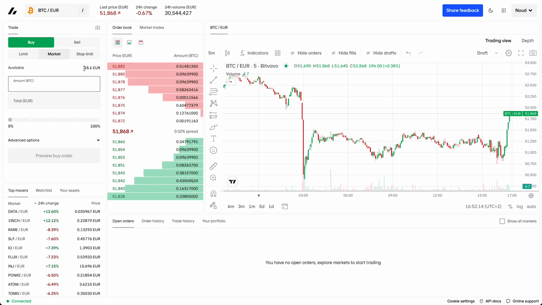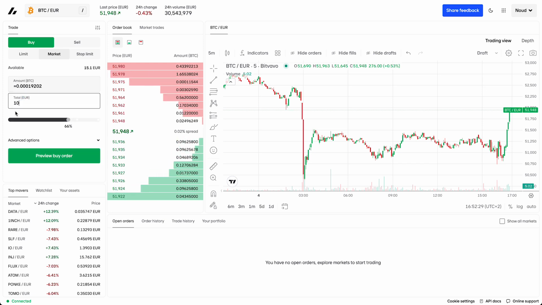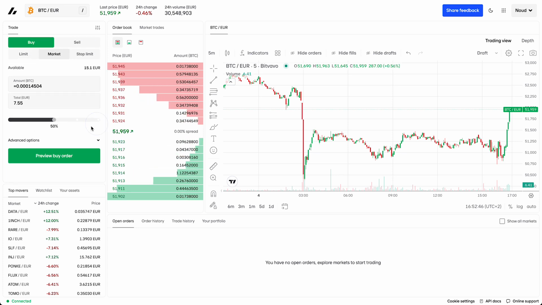Again, we have 15 euros on our account, and we can either select that we want to buy 1 Bitcoin, which we don't have enough balance for, sadly. But what we can also do is just fill in this right here, for example, 10 euros. All right, and that is it. We can also change this slider to our full balance, so in this case 15 euros and 10 cents, or just 50% of our account balance. We can tap on the advanced options, but that's not necessary. Now just tap on preview order, and then tap on buy.